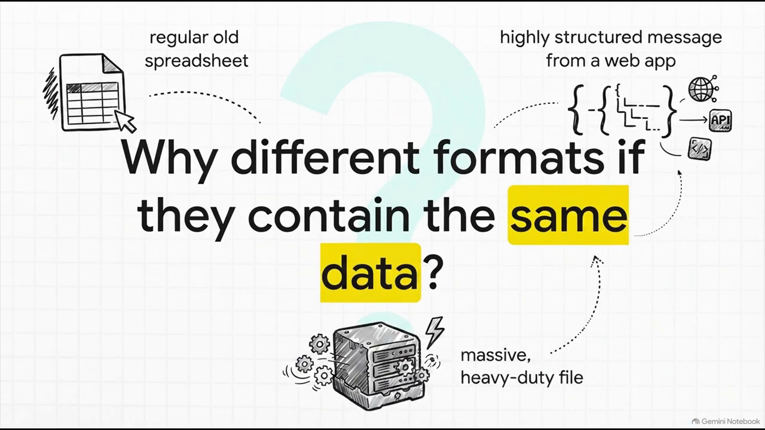Picture this. You get the exact same batch of customer data, but it lands on your desk in three totally different ways. One looks just like a regular old spreadsheet, another looks like a highly structured message from a web app, and the third, well, it's this massive, heavy-duty file built for crunching millions of rows at lightning speed. Which really begs the question, right? Why on earth do we need all these different formats if they're literally holding the exact same data?